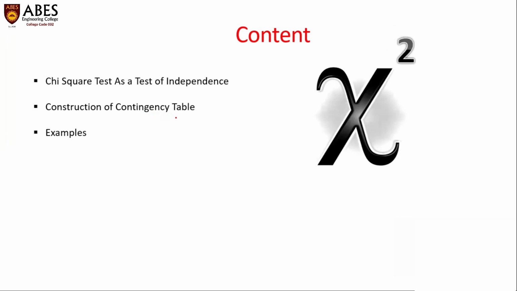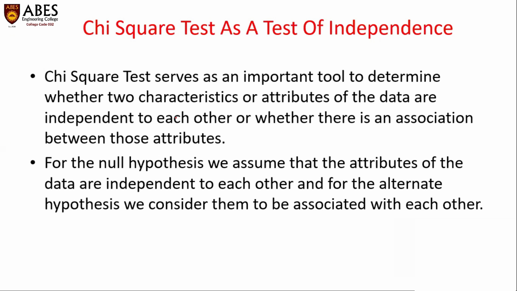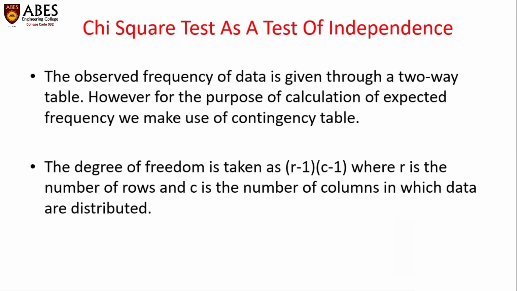So as I have told you earlier also, this is the notation that we use for chi-square. So as a test of independence, we apply chi-square test to determine whether two characteristics or two attributes of the given data are independent to each other or whether these two attributes are associated to each other in some way. So for this application, we assume as a null hypothesis that both the attributes or both the properties of the data are independent to each other. And in alternate hypothesis, we consider that both the properties are associated to each other.